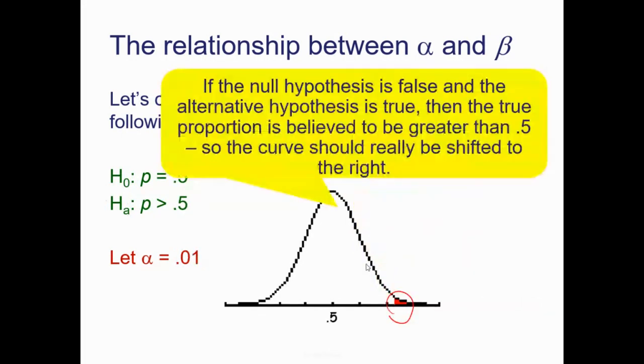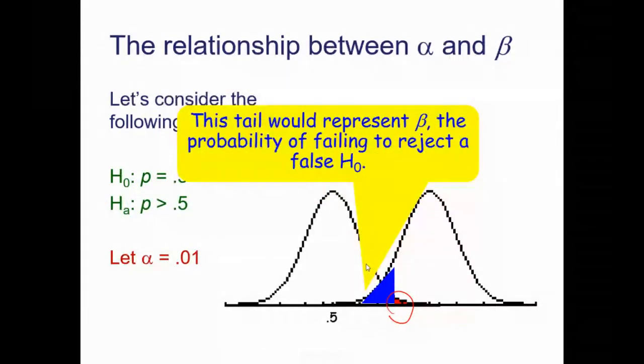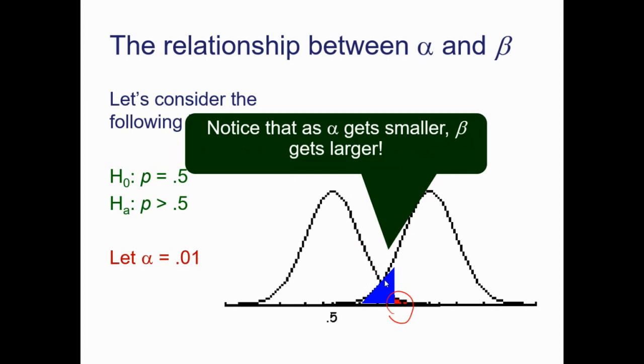Wrong way. So we move it over. But then what happens to the blue piece? Red got smaller, but blue got bigger. If you mess with one of the areas, the other one gets bigger. That's right. You decrease one, you increase the other. As alpha got smaller, beta got larger.